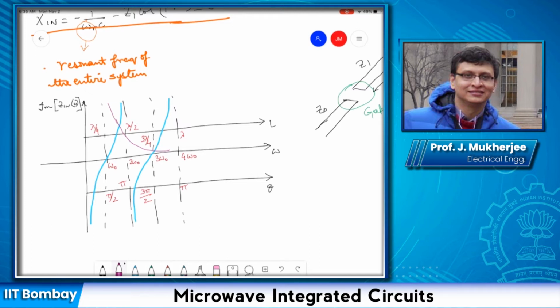What do we see? For the open circuit resonator, the resonant frequency was at omega 0, but now, with the gap coupled capacitor present, the new resonant frequency is here, this one. It's the intersection of the two lines, or it's also here.